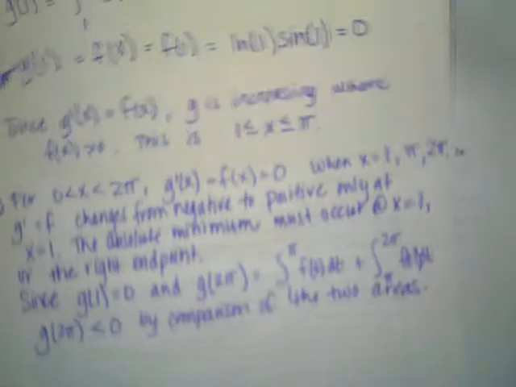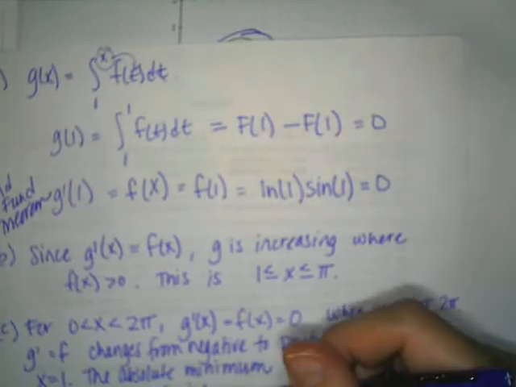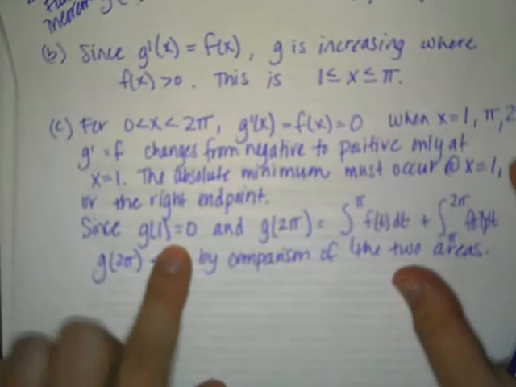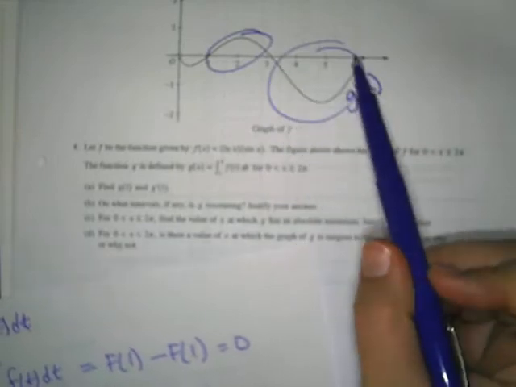Now, the only other option, remember, would have been that the absolute minimum must occur at 1, but I already know the value at 1 is 0. That's what I got here. So obviously, you increased and then you decreased a heck of a lot more. The right endpoint is going to be the absolute minimum.